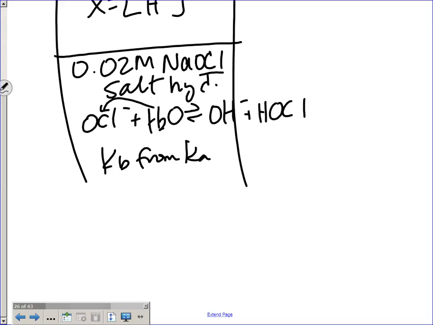Okay? Once you set up your Kb in your ICE box and you solve for x, what is it equal to in this example? The concentration of hydroxide, and then you can find pOH and pH. This is old stuff, this is old stuff.